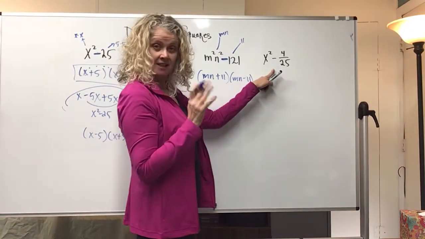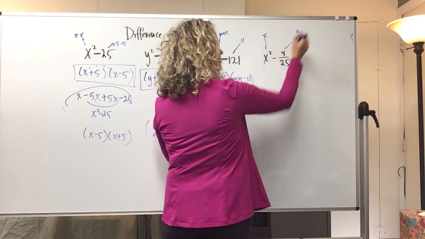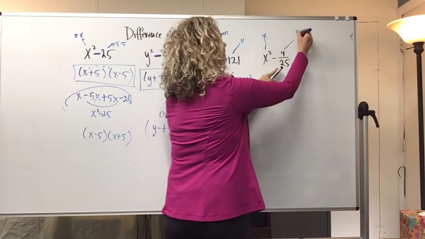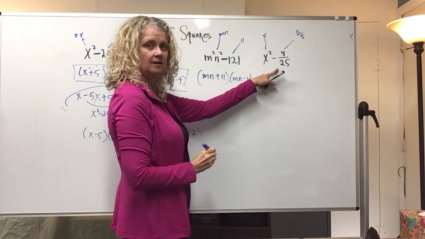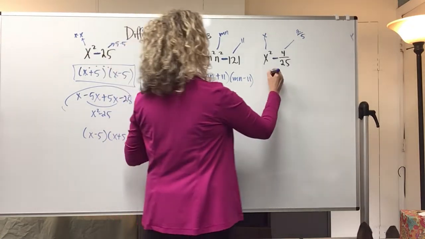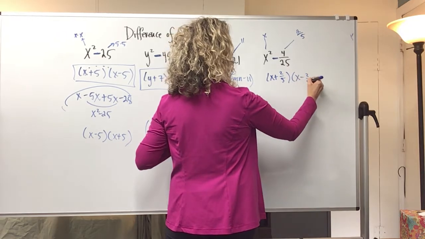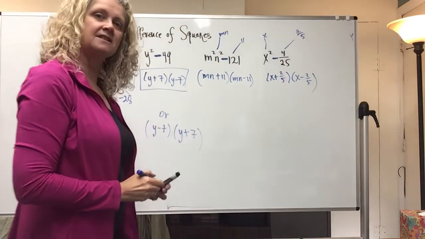And then this one's a little tricky because it's a fraction. But notice, x times x is x squared. 2 times 2 is 4. 5 times 5 is 25. And there's a subtraction sign in the middle. So that gives us x plus 2/5, x minus 2/5. And that's difference of squares.